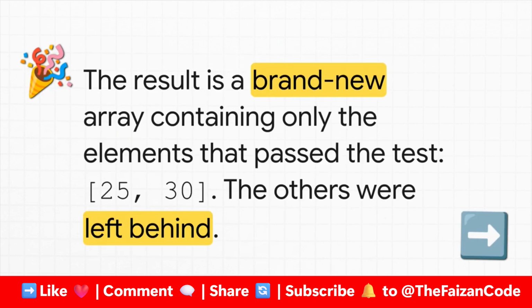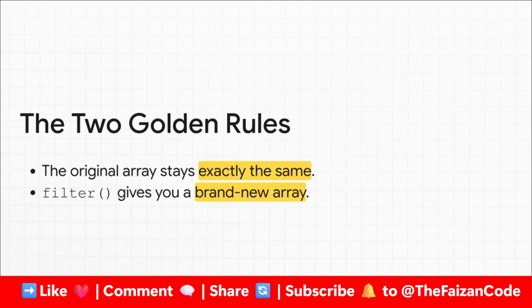And check out the result. We get a brand new array, just like we talked about, and it only has 25 and 30 in it. Why? Because 10, 15, and 20 didn't pass our greater than 20 test, so the gatekeeper just left them behind. And this brings us to the 2 golden rules of the filter function, and you have to remember these. Rule number 1, the original array stays exactly the same. It is never, ever touched. And rule number 2, filter always gives you a brand new array back. You're not changing the original list, you're just making a new filtered copy.